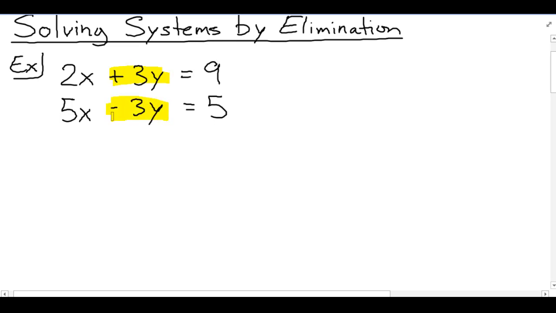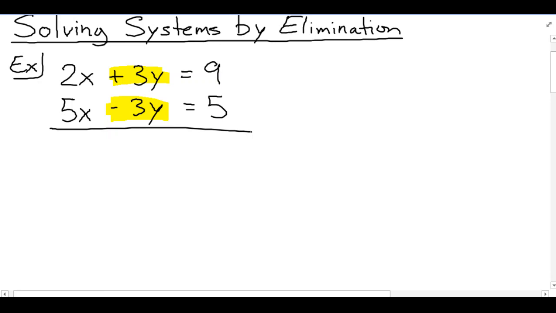Here's the thing. You are allowed to add equations together as long as you combine like terms correctly. And once you do that, you get a new equation that hopefully will be easier to solve. In this case, I have a positive 3y and a negative 3y that when I add these two together, they will cancel each other out. See this? Positive 3y and negative 3y ends up becoming a 0.